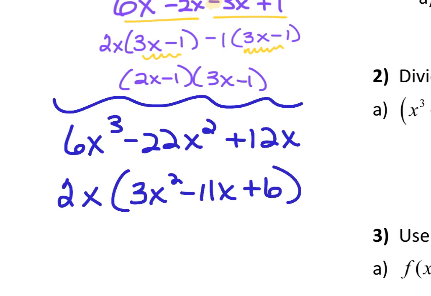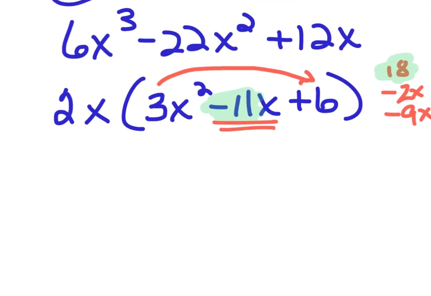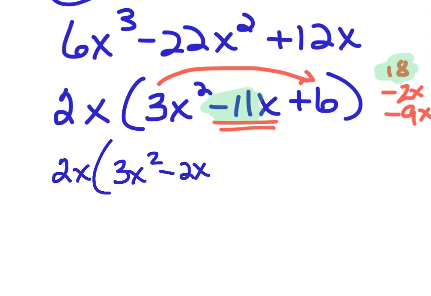And again, I'm thinking positive 3 times positive 6 is 18. And then 18 is a product, and negative 11 is a sum. And the two numbers that multiply to positive 18 and add up to negative 11 are negative 2 and negative 9. I'm going to put x's with those and then replace the negative 11x with that. And so now I've got, keep the 2x, don't get rid of the 2x, 3x squared minus 2x minus 9x plus 6. Just bring the 6 down unchanged.